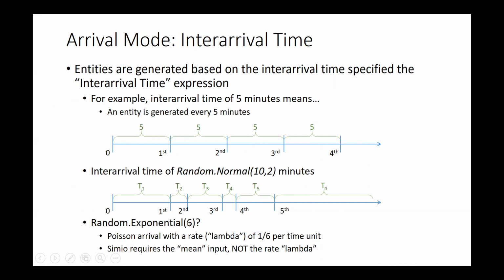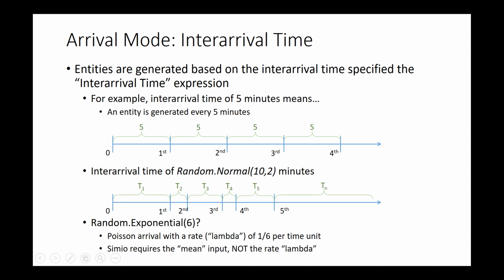So if you want to do a Poisson arrival, and let's say lambda, the rate, was 10 per time unit, then what you input inside the parentheses will be 1/10, or 1/lambda. Okay, so Simio requires the mean input, not the rate lambda. So rather than per time unit, as you are probably familiar with, you have to give it a mean time. So you just have to flip the value. If I want a Poisson arrival with a rate of 6, where lambda equals 6, I would put random.exponential(1/6). In this case, when I put random.exponential(6), that means my lambda value was 1/6.